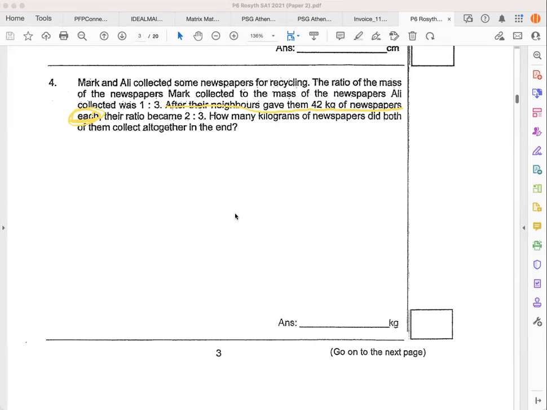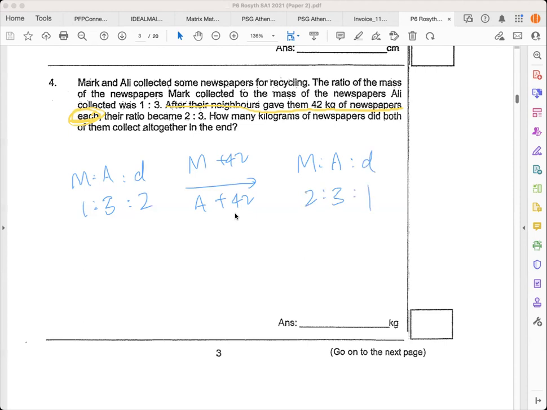So begin with Mark versus Ali, which is 1:3. Because the difference is unchanged, the difference here is 2, 3 minus 1 is 2. Mark received 42 kilograms, Ali received 42 kilograms. After that, their ratio becomes 2:3. The difference is 1, 3 minus 2. Because the difference remains unchanged, this 2 and this 1 have to be of the same value. What I can do is times 2 to make it the same: 3 times 2 is 6, 2 times 2 is 4. Now you can see that the difference is unchanged.